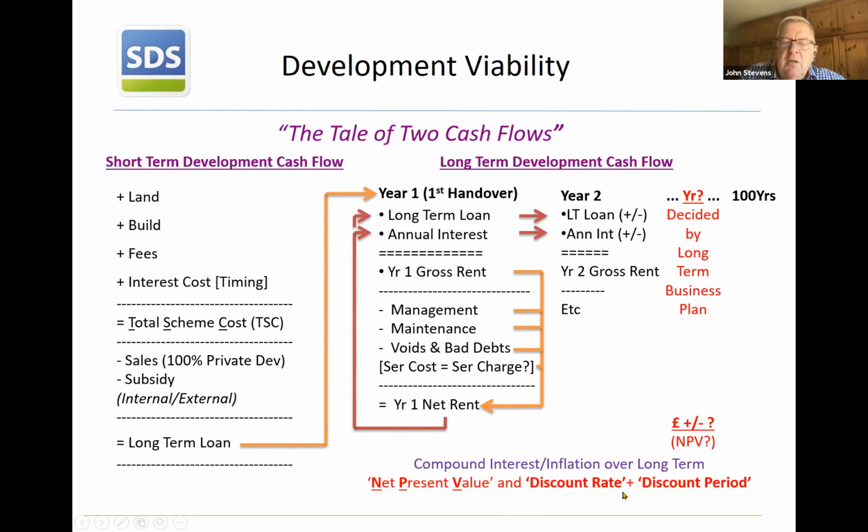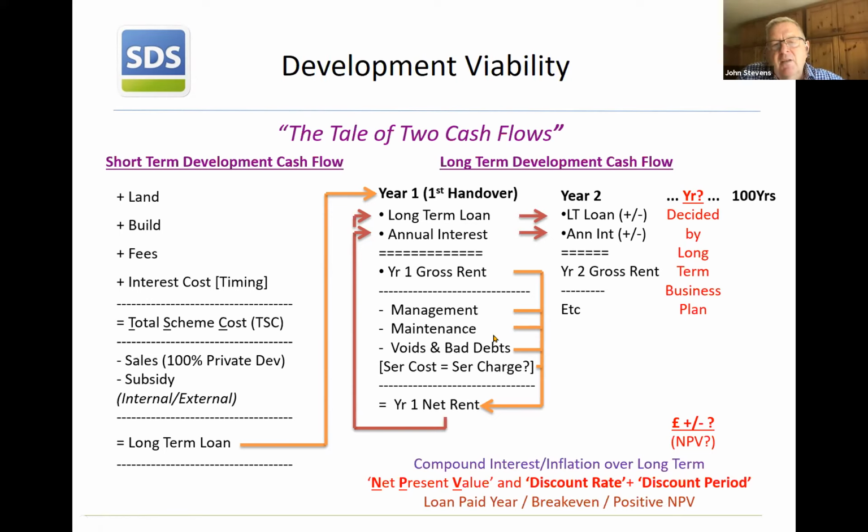And these days you can have different periods and different rates for different tenures in Proval. So you can actually ask for your social rent to go on for a bit longer, and maybe your market rent to be reviewed over a slightly shorter period. So you can have different NPV discount rates and periods for different tenures. But that's a discussion with your finance director, about your long-term business plan.